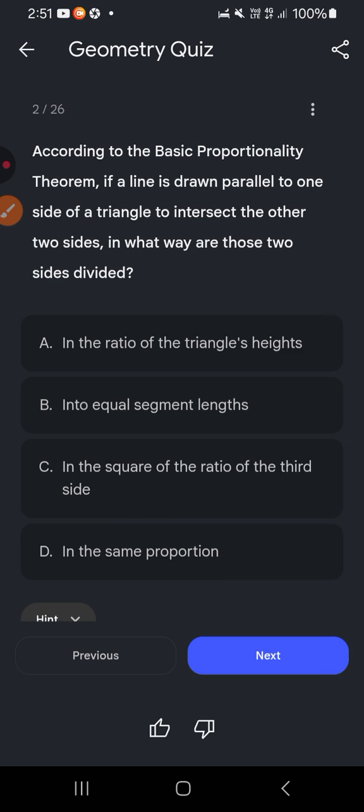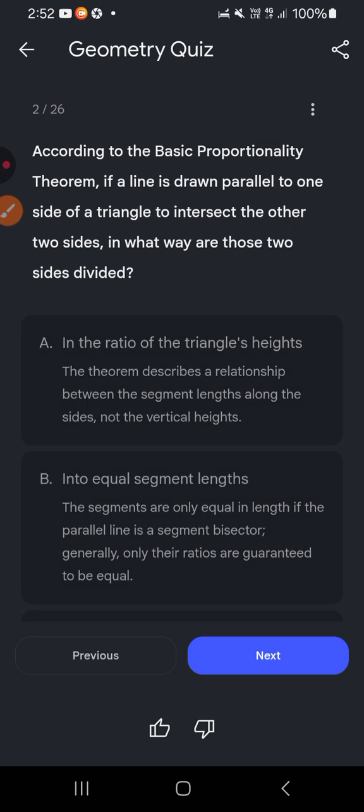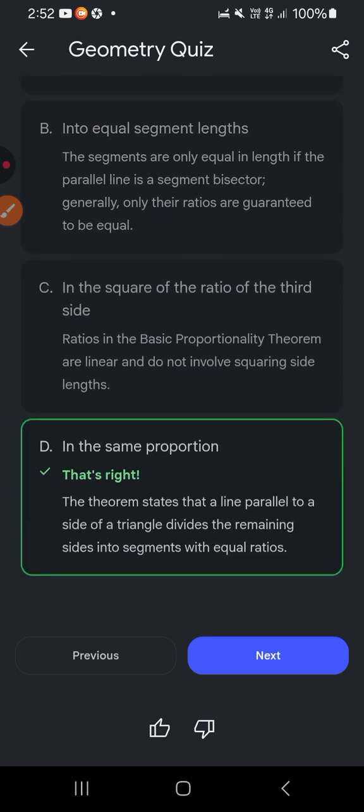According to the basic proportionality theorem, if a line is drawn parallel to one side of a triangle to intersect the other two sides, in what way are the two sides divided? Answer is D. In the same proportion. A line parallel to a side of a triangle divides the remaining sides into segments with equal ratios.